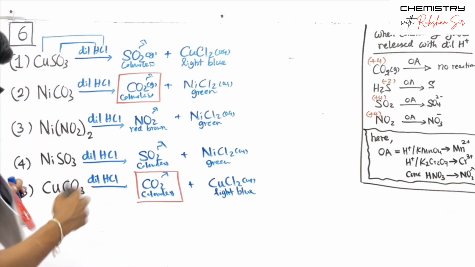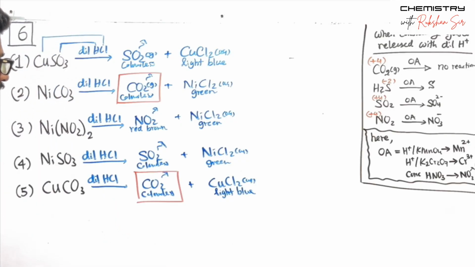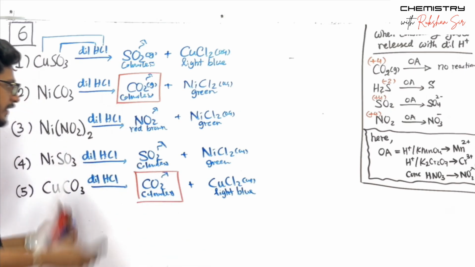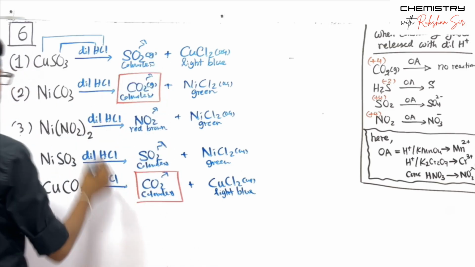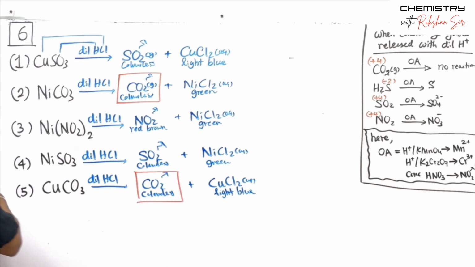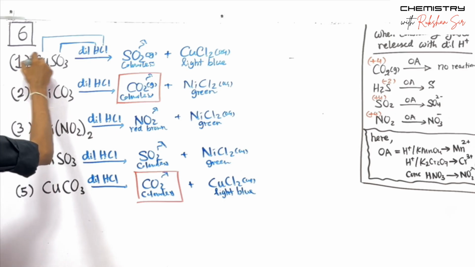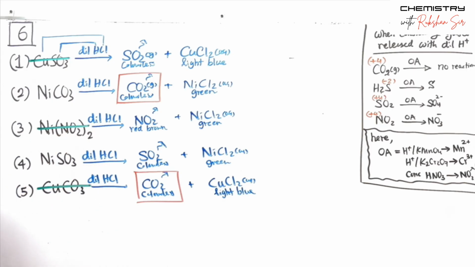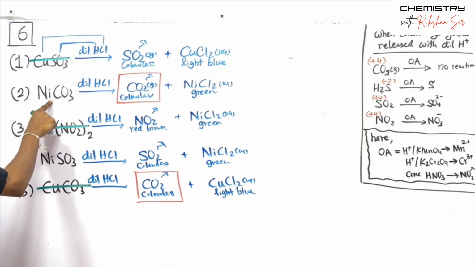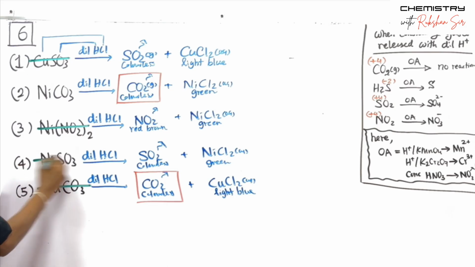So CO2 is the only one which won't react with oxidizing agents, right? As it is at its greater oxidation state. So others are out. They are saying the gas won't change the color of acidic KMnO4 solution. So these will change the color of acidic KMnO4 solutions, so these are out. So the answer could be nickel carbonate. Oh, sorry, this is not the case. This is out. Sorry, copper carbonate.